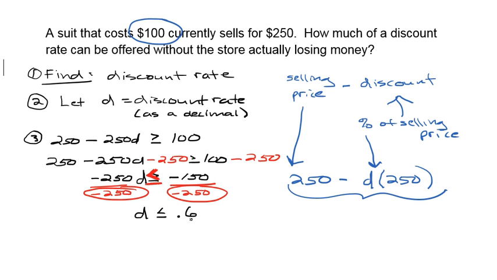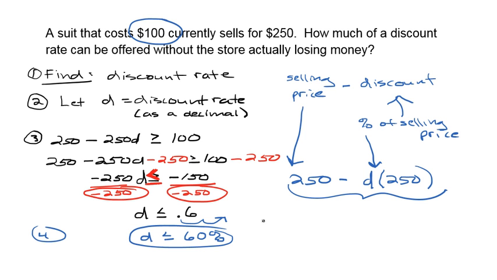Okay, now remember that to turn that then into a percent, I'm going to have to go 2 places to the right. So my answer is actually D is less than or equal to 60%. So circle that, and that's our step 4. So when I write my conclusion, I know that my discount rate must be less than or equal to 60%.